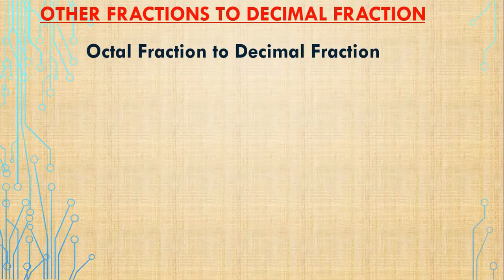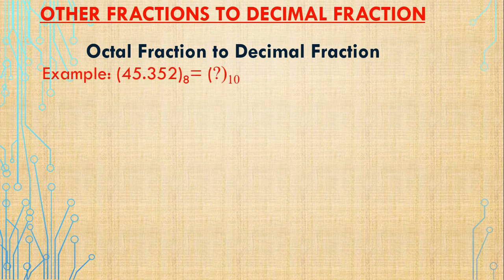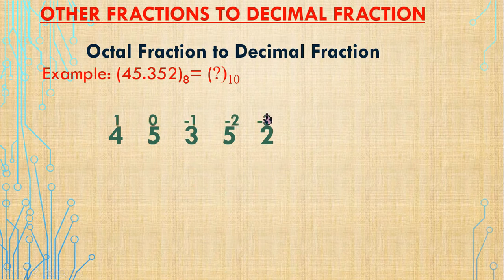Now other fractions to decimal fraction, we shall begin from octal fraction to decimal fraction. For example, if we have 45.352 in base 8, we want to convert this to base 10. How do we go about it? We simply write the values as you see here without putting the point, and we calculate how many fractions are here. We have 1, 2, 3.